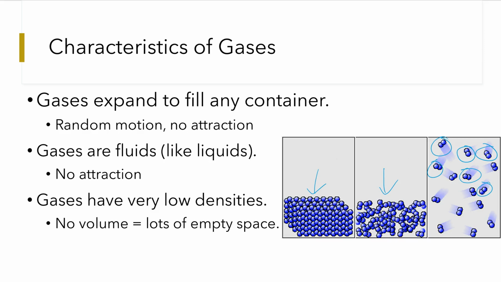Gases have very low densities. So if we remember, density is equal to mass over volume. So it's assumed that, again, gases have no volume, so there's just a lot of empty space in between. So very, very low density.